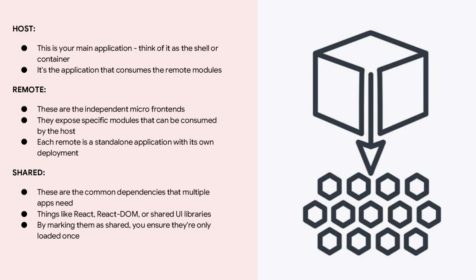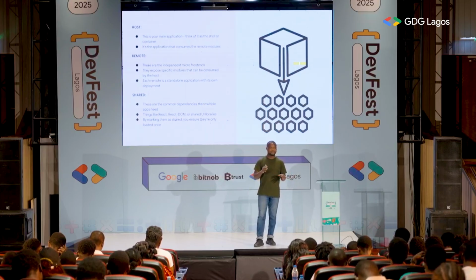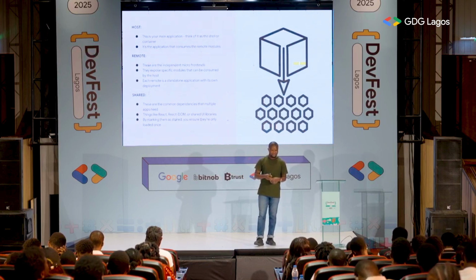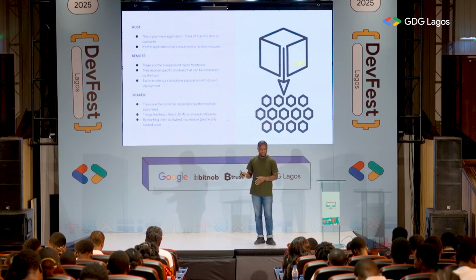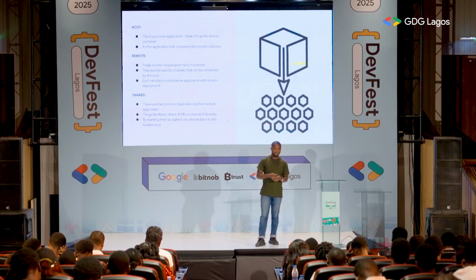So talking about module federation. Module federation gives us three opportunities. We talk about host. Host is your main application. Think of it as a shell or a container that consumes all the remote modules. When we talk about remote modules, we are talking about the likes of cart, product catalog, profile, all those features. So remotes are independent micro frontends. They expose specific modules that can be consumed by the host. So the host consumes all of these specific modules, and then we have the shared.